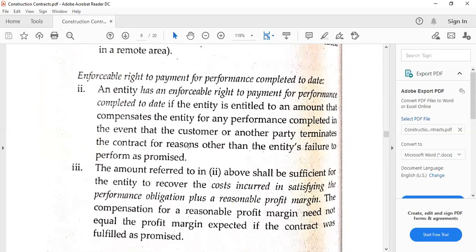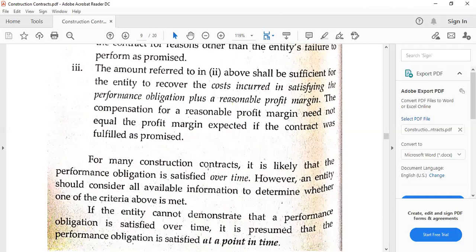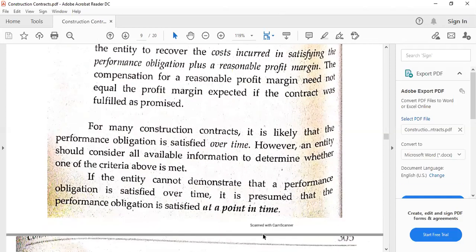Then enforceable right, if, for example, an entity can be indemnified with amounts or can be given payments or can be reimbursed in order to cover sufficiently the cost associated with such performance or such construction of an asset with alternative use. So again, as said, many construction contracts normally are satisfied over time.